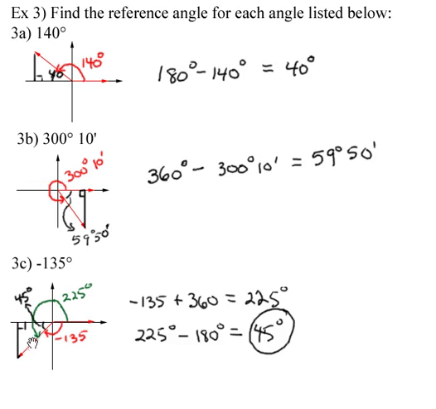The 225 is past 180. Starting at the positive x-axis, if we rotated 180 to get a straight angle, we went past it to get the 225. So 225 minus 180 is 45 degrees. And 45 degrees is the reference angle for a negative 135 degree angle, and for its coterminal angle, 225 degrees as well.